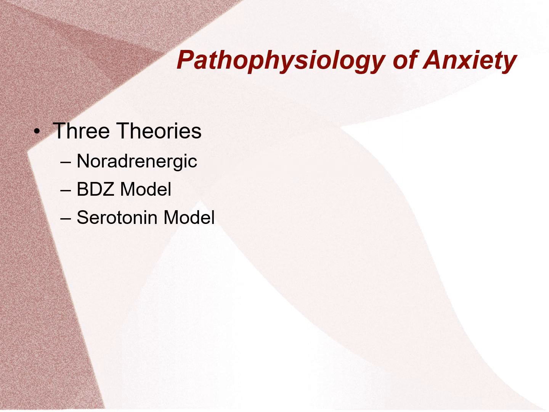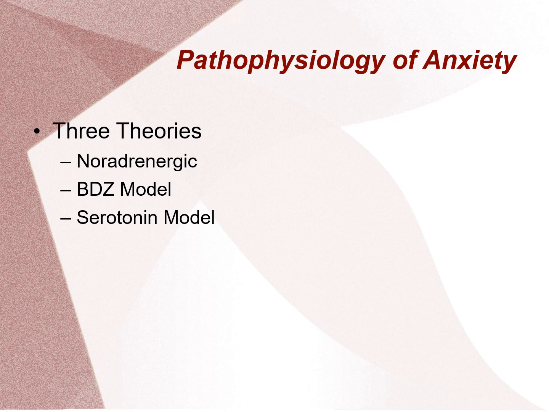So why does anxiety occur? There's lots of different theories. Really now we feel like there's three major models. The noradrenergic, in which noradrenaline is excessive. You get a burst of catecholamines. The benzodiazepine or GABA model, in which there's an inadequate amount of GABA. And then the serotonin model, in which there is an inadequate amount of serotonin.